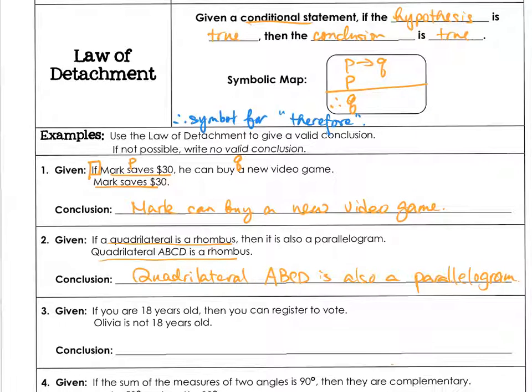Okay. Number 3, if you are 18 years old, then you can register to vote. So if P, then Q. Notice here, what's given is Olivia is not 18 years old. And let's look back in our original statement here. It doesn't say anything about the negation of P, right? So it only says that if P is true, then Q is true. So in this case, we cannot draw any conclusions. It doesn't say what happens to kids who are not 18 years old. So we say no valid conclusion.